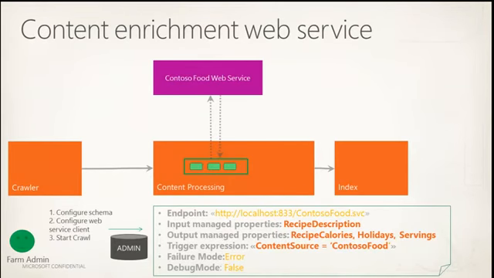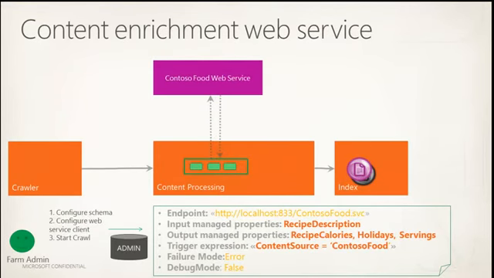So let's just look at an example. If an item comes through and it doesn't have content source Contoso food, it will just go through to the index and nothing more will happen. If it does contain Contoso food, it will go to the web service, and the web service will do its processing, and then it will go to the index.